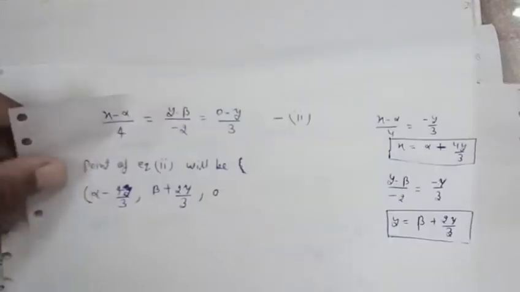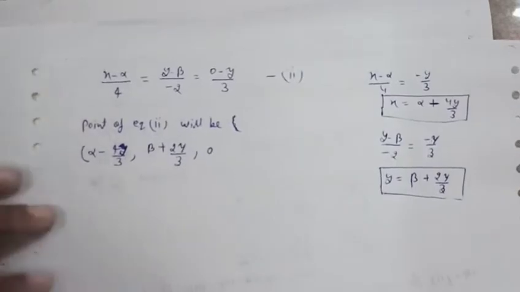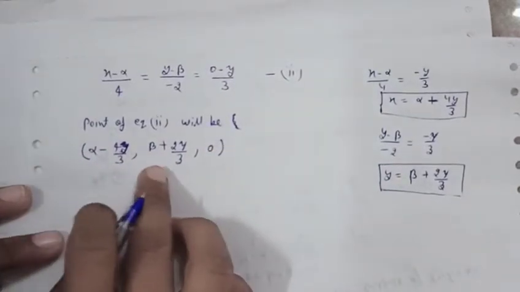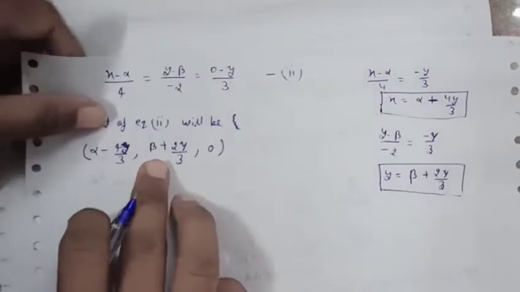And now this point passes through this ellipse. What is the equation of the ellipse? Here it is, the ellipse. Okay, so the equation of the ellipse.